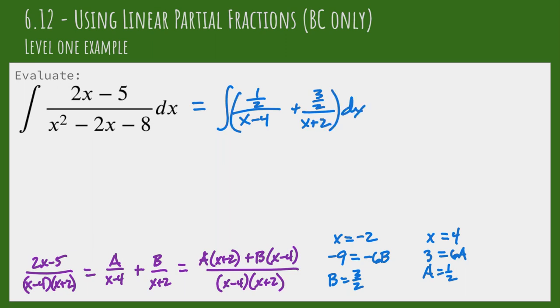Multiple terms need parentheses. And then we evaluate the antiderivative. Again, with the leading coefficients being 1s here, you don't need to use substitution, although it's essentially what we're doing here. So this is going to be 1 half natural log of the absolute value of x minus 4 plus 3 halves natural log of the absolute value of x plus 2.